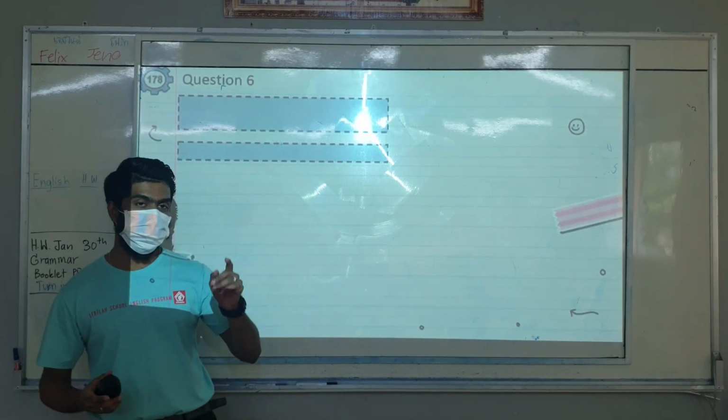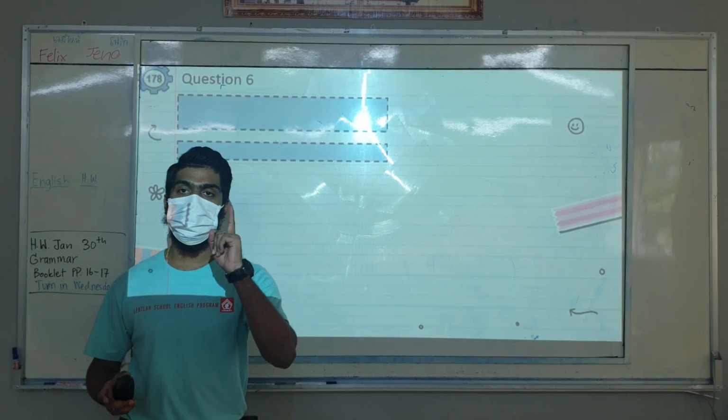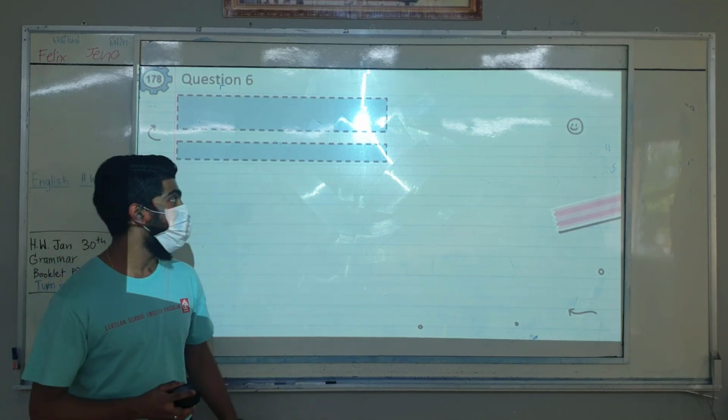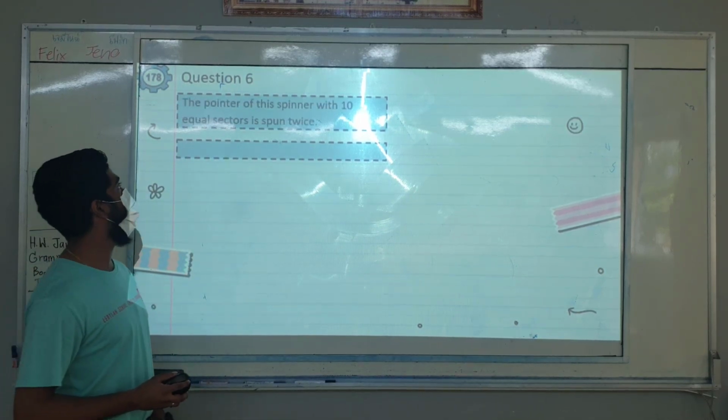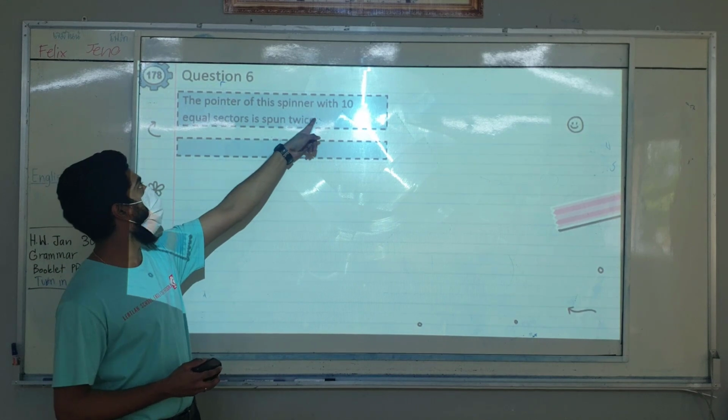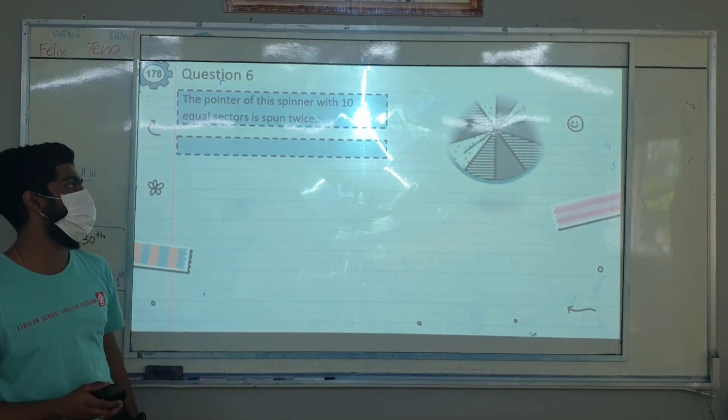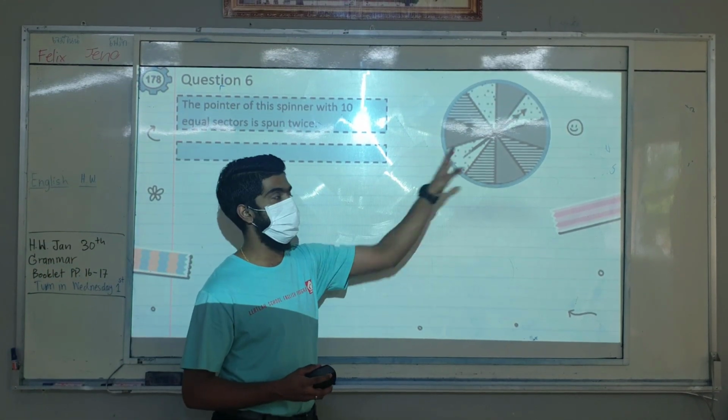Alright guys, we are going to do more continuation revision on probability. So let's continue from what we have here. The pointer of the spinner with 10 equal sectors is spun twice. Here is the pointer and the spinner.